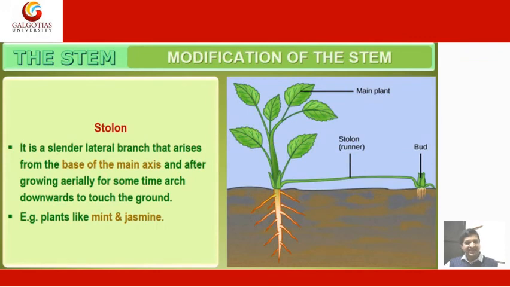Stolon. It is a slender lateral branch that arises from the base of the main axis and after growing aerially for some time arcs downwards to touch the ground. Plants like mint and jasmine are examples.